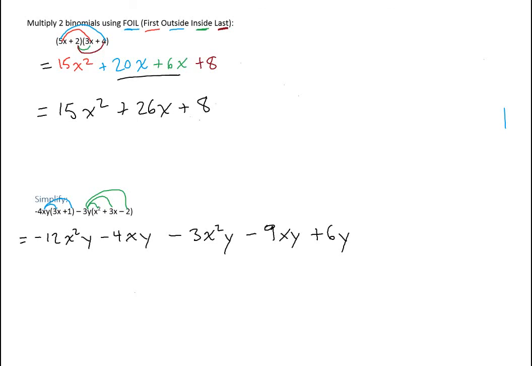Alright, what do we have for like terms that we can collect? There's an x squared y and an x squared y, and an xy and an xy. Okay. 12x squared y minus 3x squared y, negative 15x squared y, minus 4xy minus 9xy, negative 13xy, and plus 6y. And we're done.